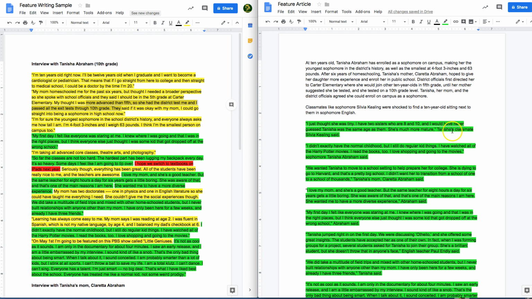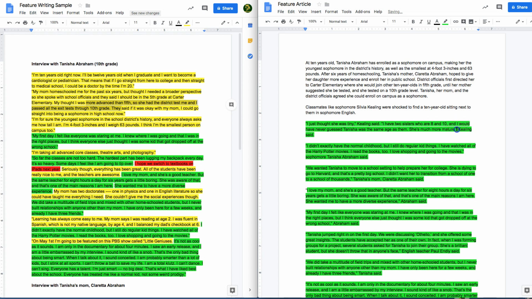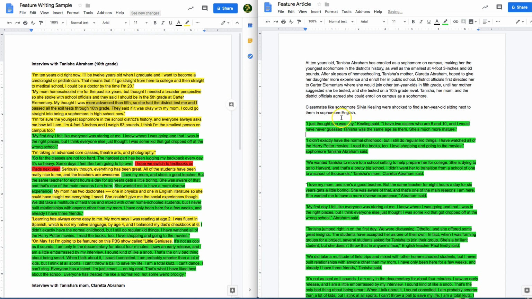Tanisha's classmate Sylvia Keeling said, well, I've already introduced her up there, so I can just say Keeling said. One thing we'll need to do on these quotes is take this part and move it after the first part of the quote. So I'm going to say Keeling said, quote, and I can take this part off. So there's our first transition in quote.